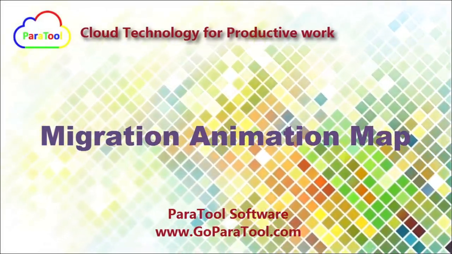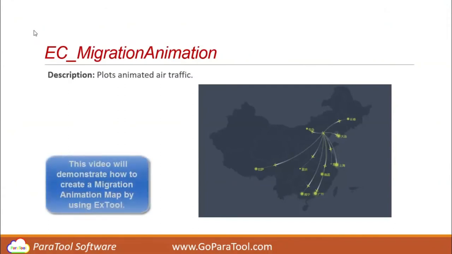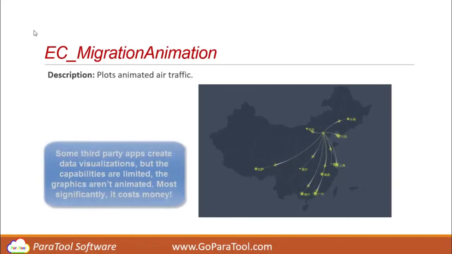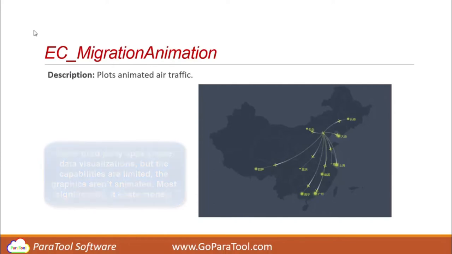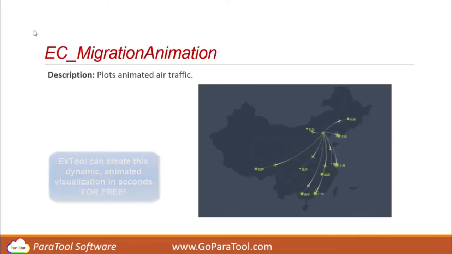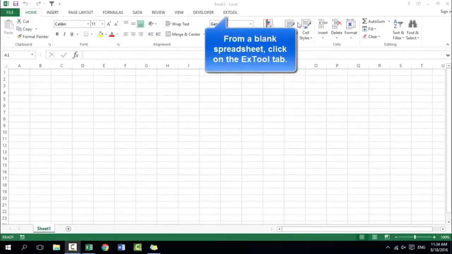Migration Animation Map. This video will demonstrate how to create a migration animation map by using ExTool. It would be ideal if this graphic could be created by only using Excel functions. Some third-party apps create data visualizations, but the capabilities are limited, the graphics aren't animated, and most significantly, it costs money. ExTool can create this dynamic animated visualization for free in seconds.